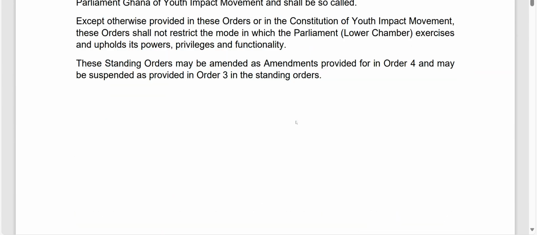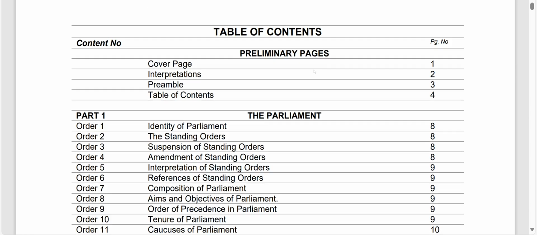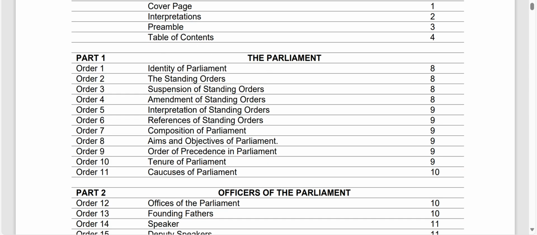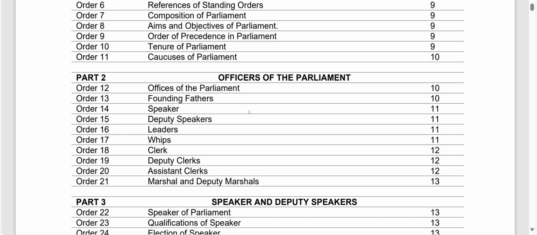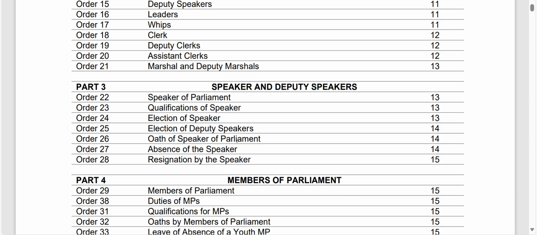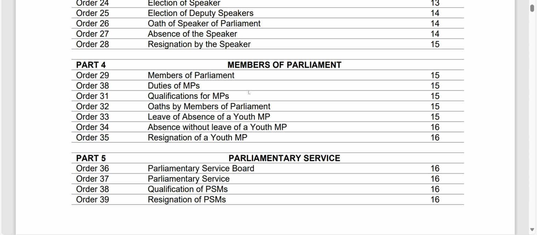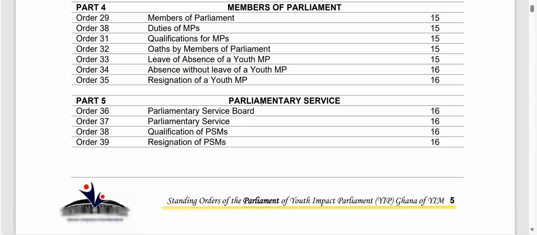So because I wouldn't take you through every single order, let me just brief you about the contents using the table of contents. We have the preliminary pages, and then the first part is the Parliament. It talks about the identity and matters referring to how the standing orders ought to be used, the composition of Parliament, aims and objectives, order of precedence, tenure, and then the caucuses. Then Part 2 is talking about the officers of Parliament. So you have the founding fathers, speakers, leaders, whips, clerks, and marshals. Then there's a whole part on the office of the speaker. It talks about the speaker, the qualification, election, oath, absence, and resignation of the speaker. Then Part 4 talks about the members of Parliament.